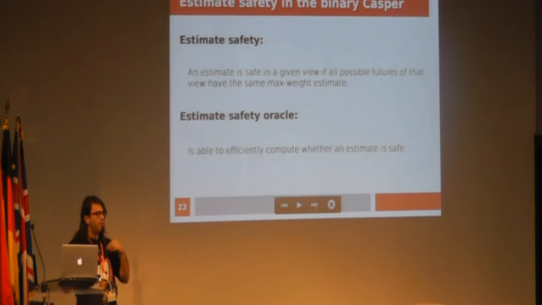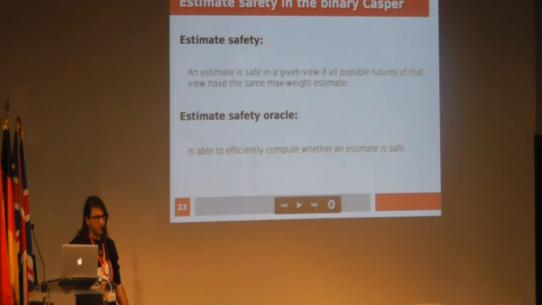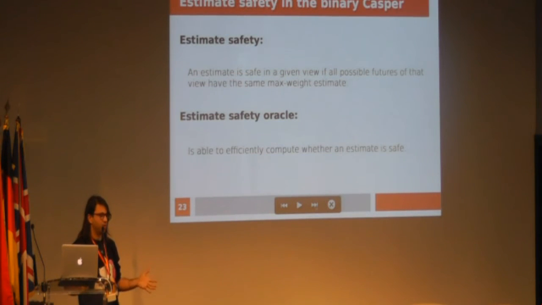So rather than define, think about consensus safety directly, I'm going to define this thing called estimate safety. An estimate is safe in a given view if all possible futures of that view have that same estimate as its max weight estimate. So basically there's no way for the view to be extended. A future of a view corresponds to adding bets to that view. So there's no way to add bets to the view in a way that changes the estimate or leads to a view that doesn't have the same estimate as the one that's safe. So an estimate is safe in a particular view if all futures of that view have that same estimate.